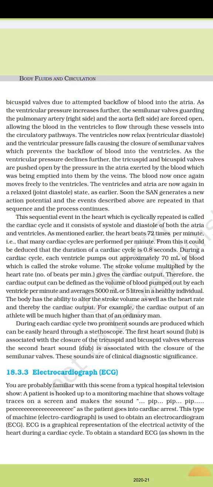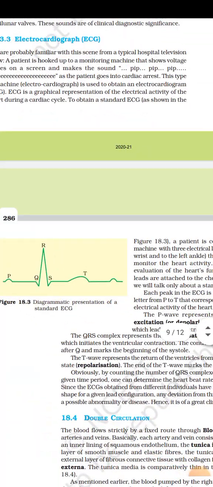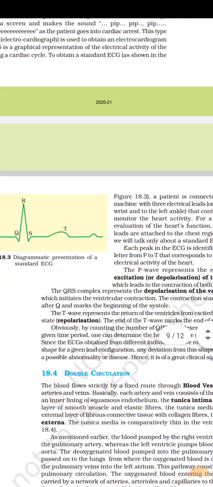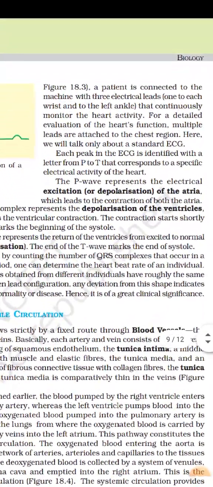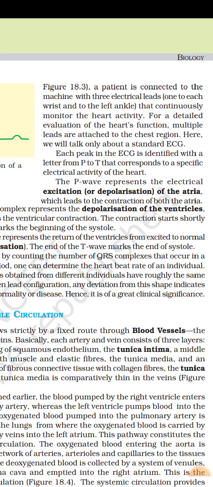To obtain a standard ECG as shown in figure 18.3, a patient is connected to the machine with three electrical leads, one to each wrist and to the left ankle, that continuously monitor the heart activity. For a detailed evaluation of heart functions, multiple leads are attached to the chest region. Here, we will talk only about standard ECG. Each peak in ECG is identified with a letter from P to T that corresponds to specific electrical activity of the heart. This is the most important part, a question is asked from this every year.